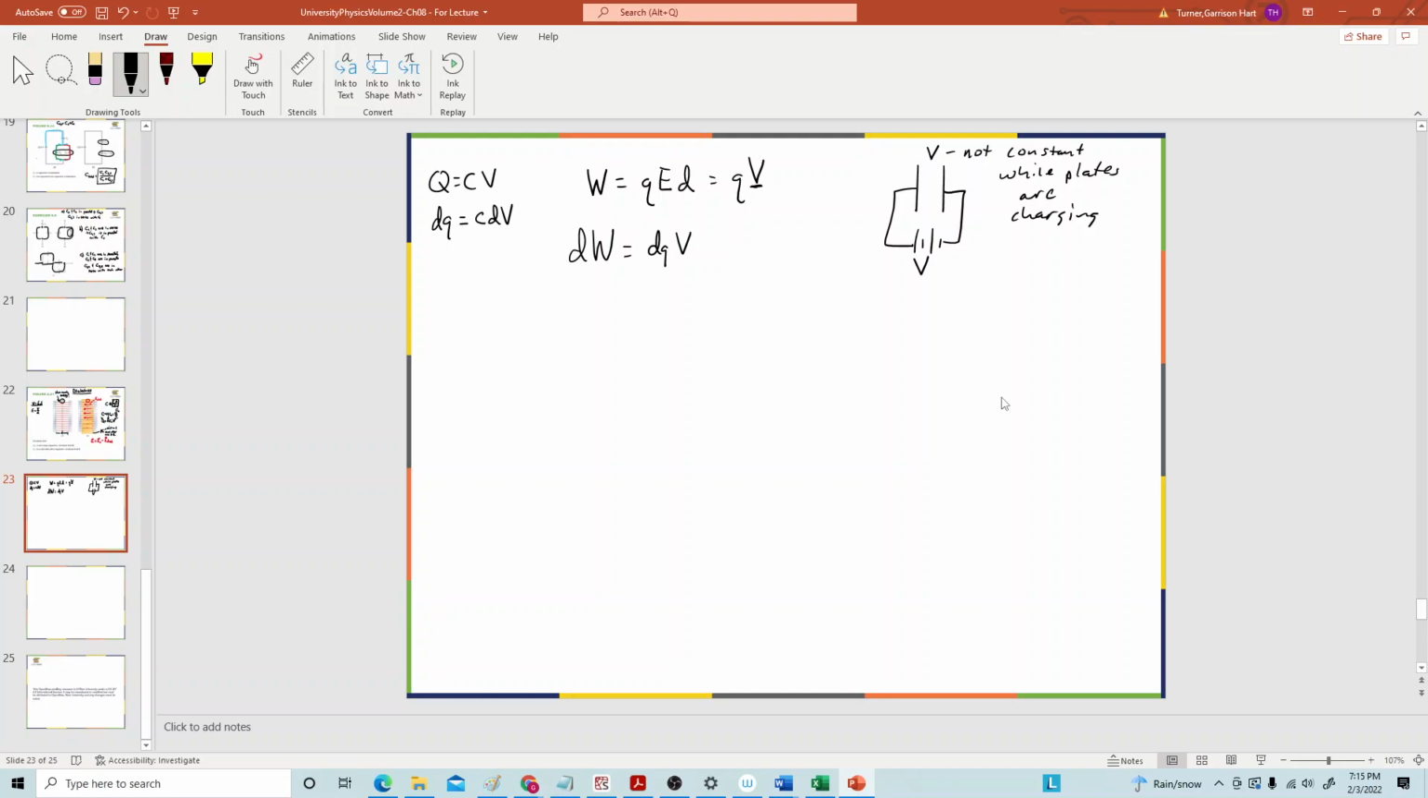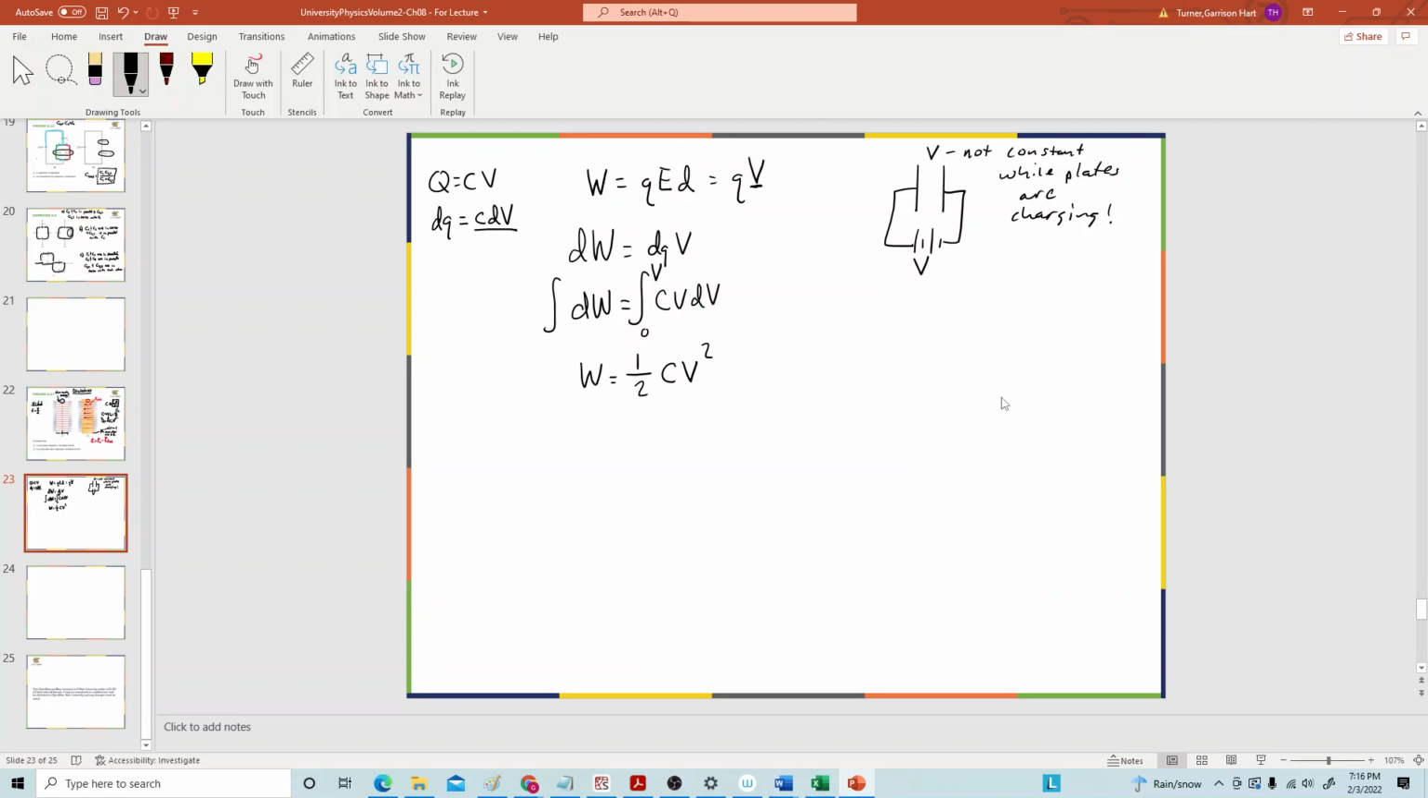Okay, V is not constant while the plates are charging. So what that means is, for the total amount of work, I can insert this expression in for dQ and get CV dV. So if I want to get the total work, I can integrate. And I would just simply integrate from 0 to the total voltage of the battery, and that's going to give me the total amount of work, which is equal to 1/2 CV squared.